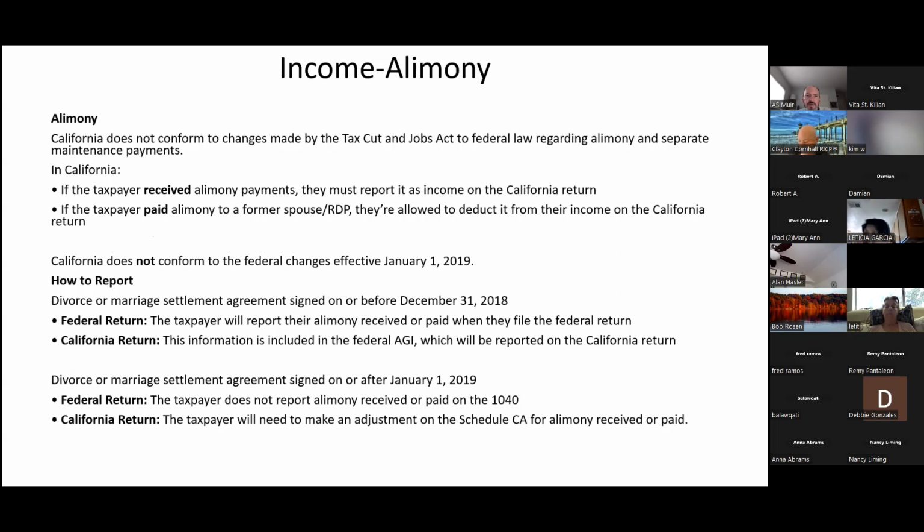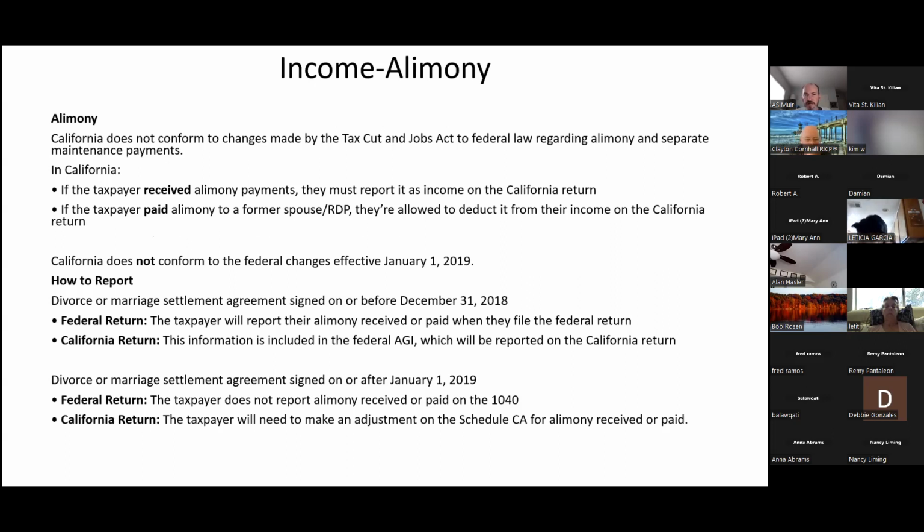Okay, let's talk about alimony. When I first started VITA, I never saw alimony. VITA clients, we just didn't see them. And now I see more and more of that. And so again, what we want to do is define what alimony is.